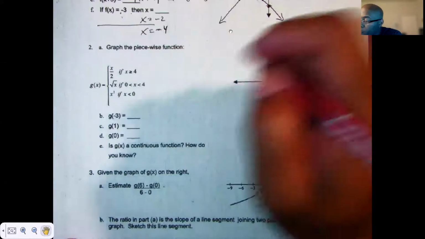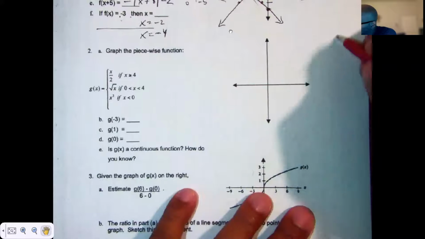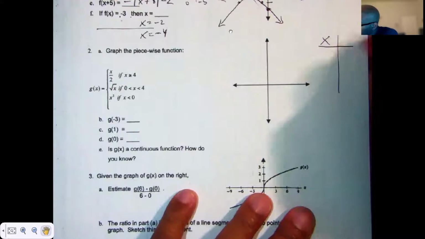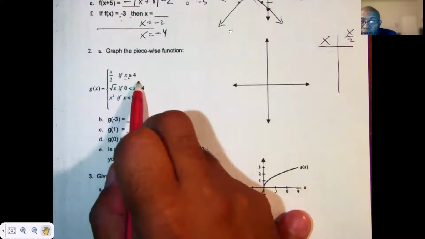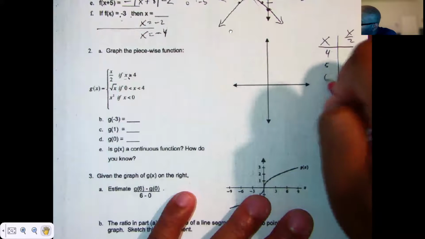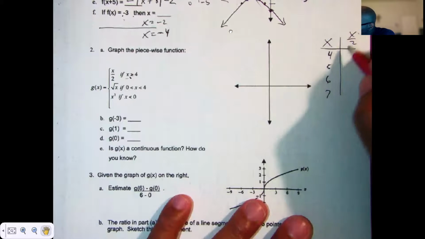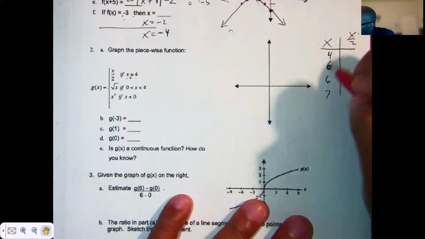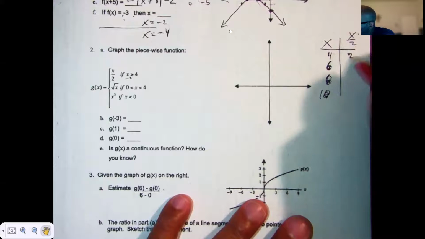Okay, so we have 3 graphs here and different domain values. If I look right here at x, the first graph, x over 2 minus 2, well, my domain is x greater than or equal to 4, so I have to go 4, 5, 6, 7, and so forth. If I put 4 in here, I'm just going to go even numbers: 4, 6, 8, 10. 4 divided by 2 is 2. 6 divided by 2 is 3. 8 divided by 2 is 4. 10 divided by 2 is 5.